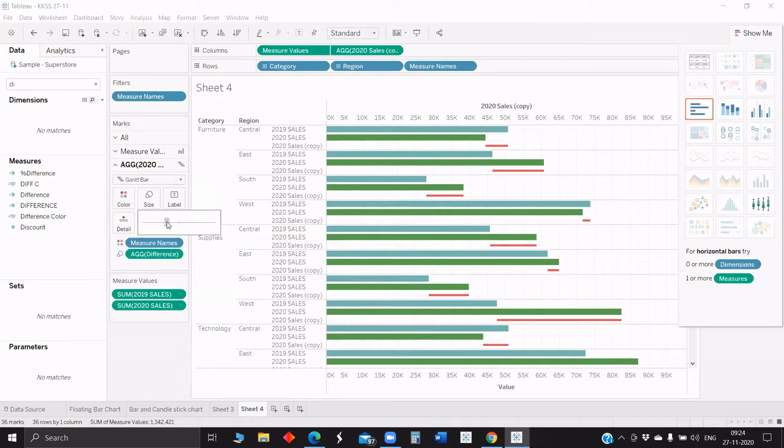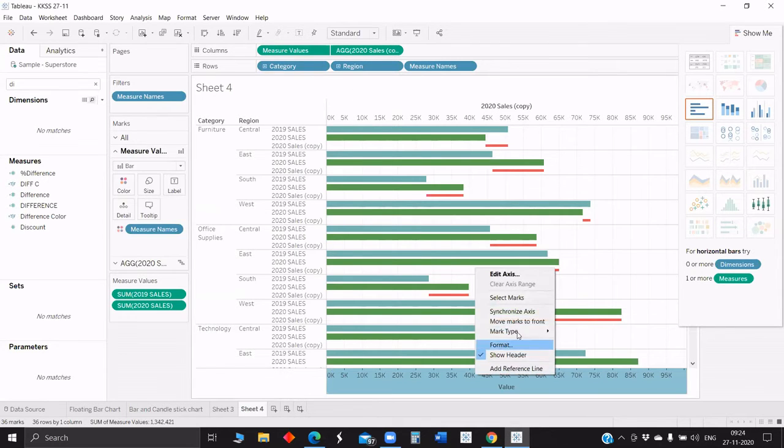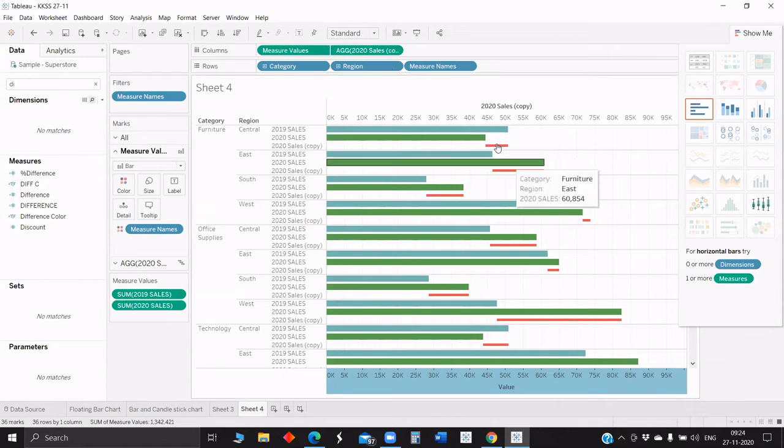Here the catch is both should be in different visualizations, and we have to do dual axis and also synchronize axis. For the next one, we are using the starting metric as 2020 sales and the difference which we calculated earlier. It will just show.